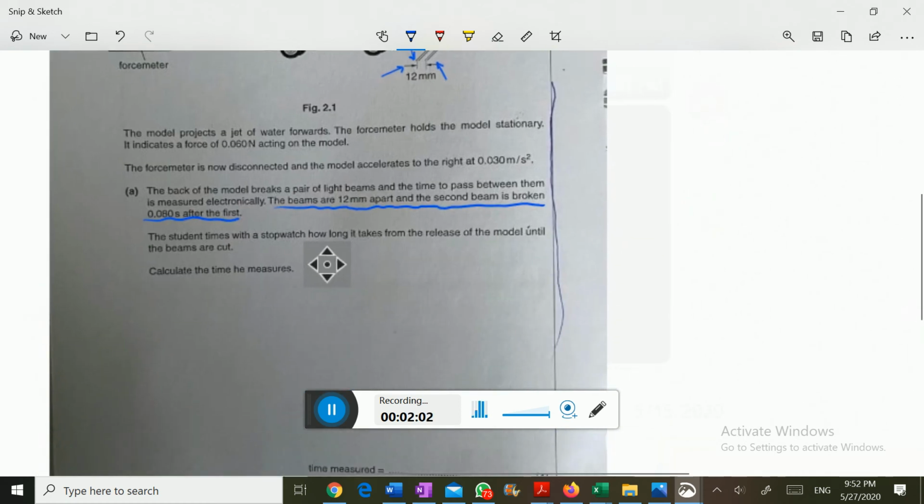Let's go back to the question. Here the model projects a jet of water forward. The force meter that holds the model stationary reads 0.060 newtons acting on the model. Here we are given what the acceleration is after disconnecting the force meter. The model was stationary here. Okay, the model was stationary.